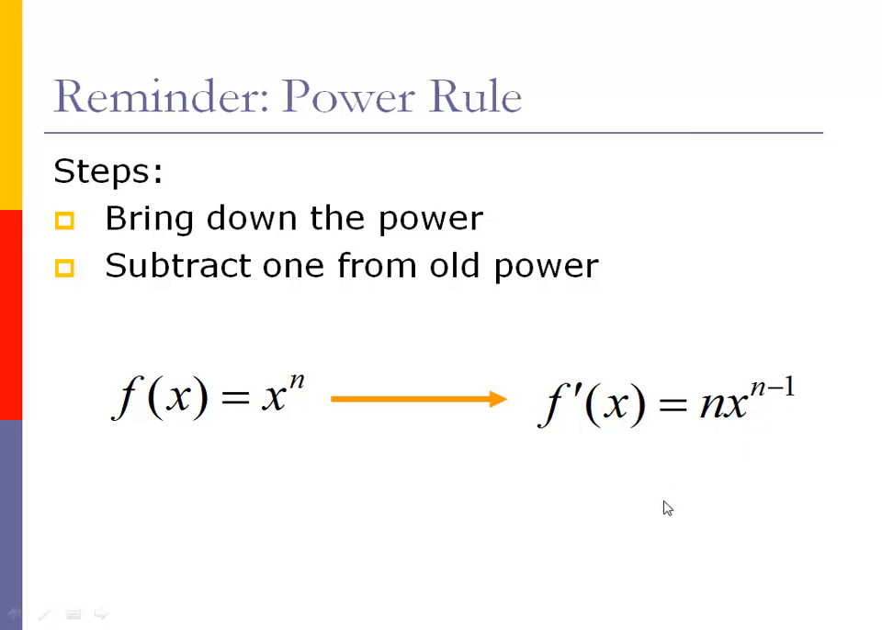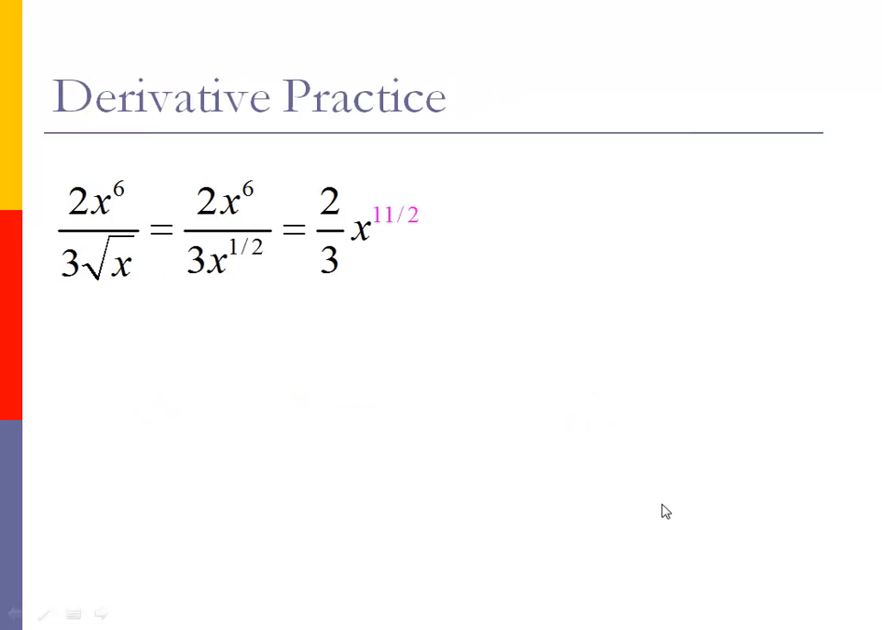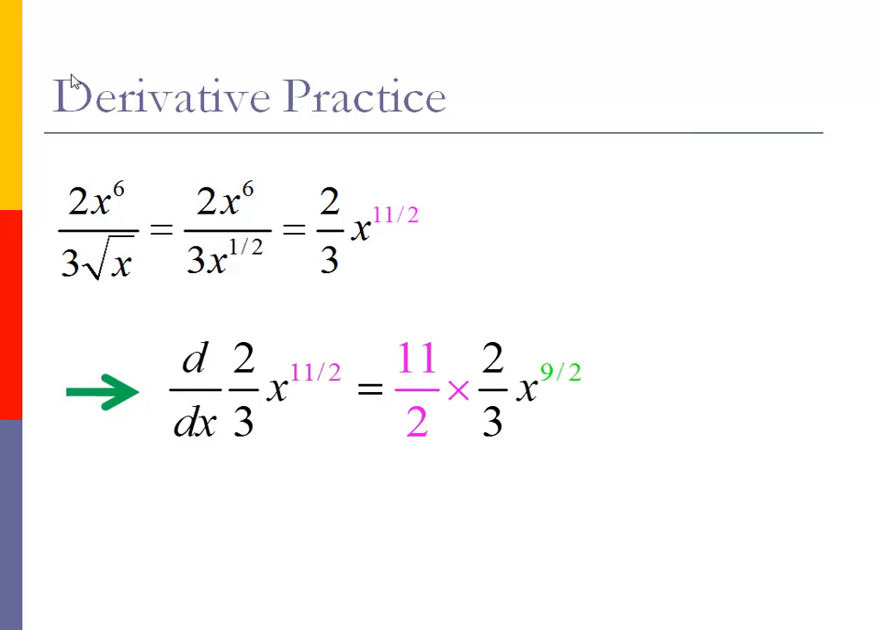And so let's finish off some of those expressions that we had from the previous part. This time I'm looking at 2x to the 6th divided by 3 square root of x. Now remember, before we actually do the derivative, we want to do the rewrite. We want to combine our x's together and get a single power, and we did this previously. So we're looking at the expression of 2/3 x to the 11/2. So that's what we want to take the derivative of.